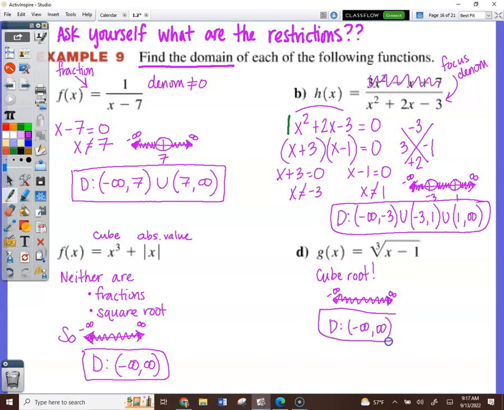And then I would like you to make a note, because it's an odd root. It's the only reason this was all real numbers, simply because we had an odd root. Which brings us to, what if it's a square root? That's why I put this next one in your notes.